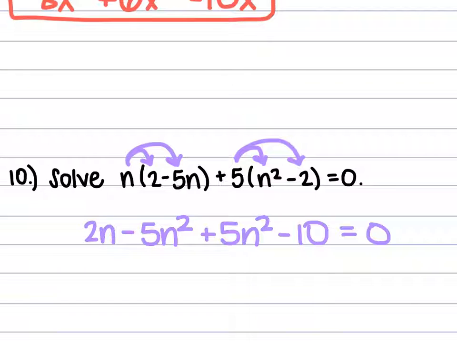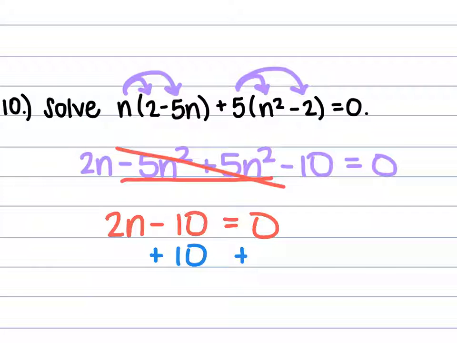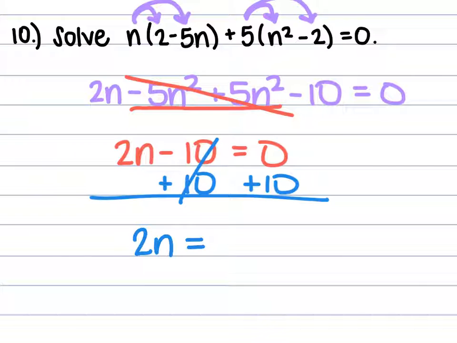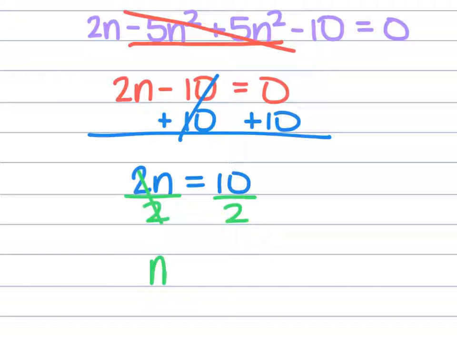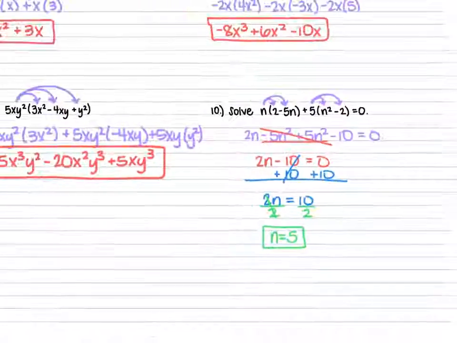We are going to combine our like terms. That negative 5n squared plus the 5n squared is going to cancel out. So the only thing we have left is the 2n minus 10 is equal to 0. So from here, we're going to move the 10 over by adding it to both sides. And we get 2n is equal to 10. And then we divide each side by 2 to get that n is equal to 5. And remember, we can always check our answer by plugging the 5 in and simplifying. We should get 0 is equal to 0 if we plug the 5 in and check to see that our answer is correct.